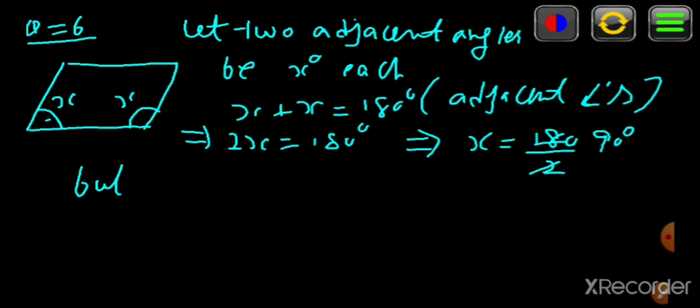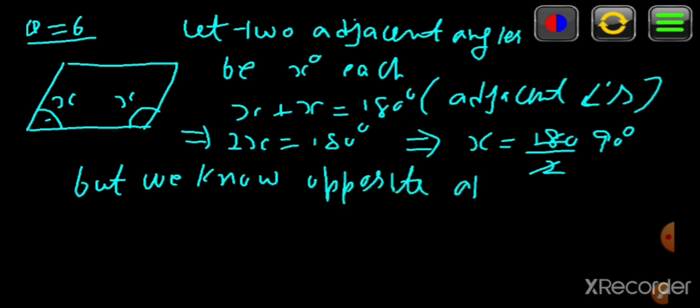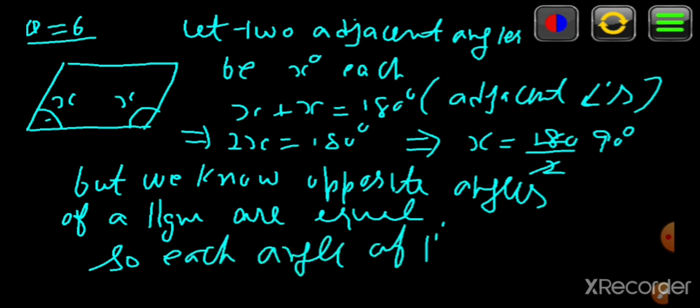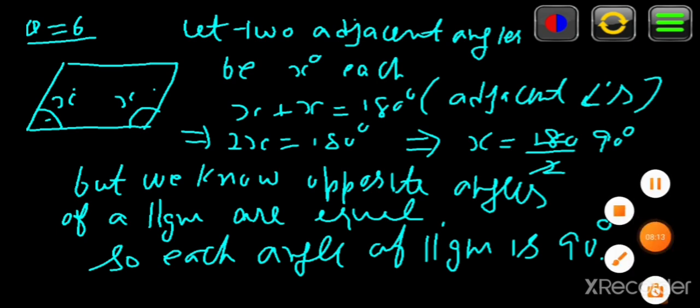But we know opposite angles of a parallelogram are equal. So each angle of parallelogram is 90 degree. It is similar to previous question where the ratio was 3 to 2. So we have found all the angles using adjacent angle property.